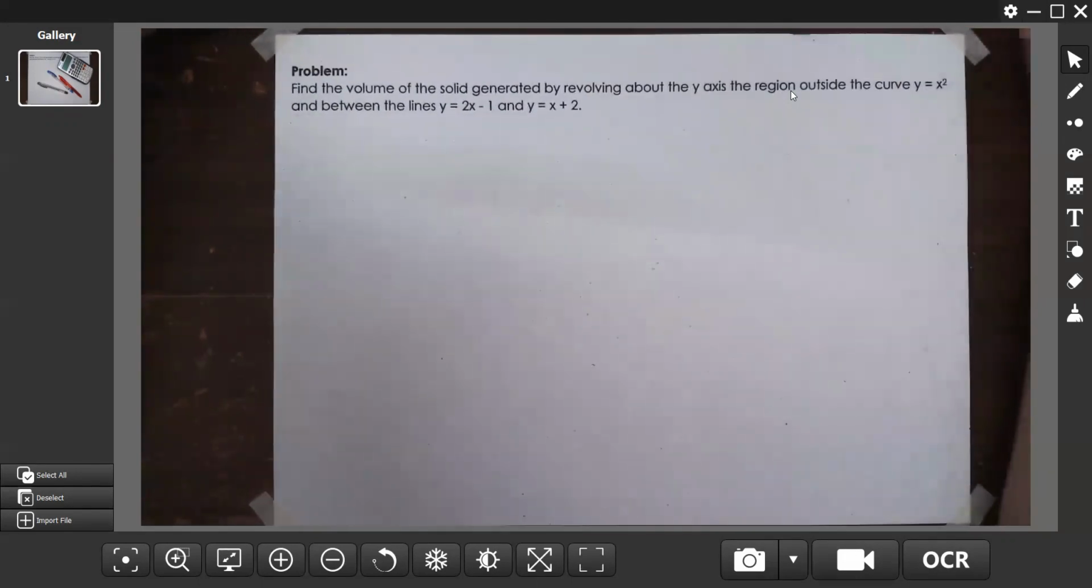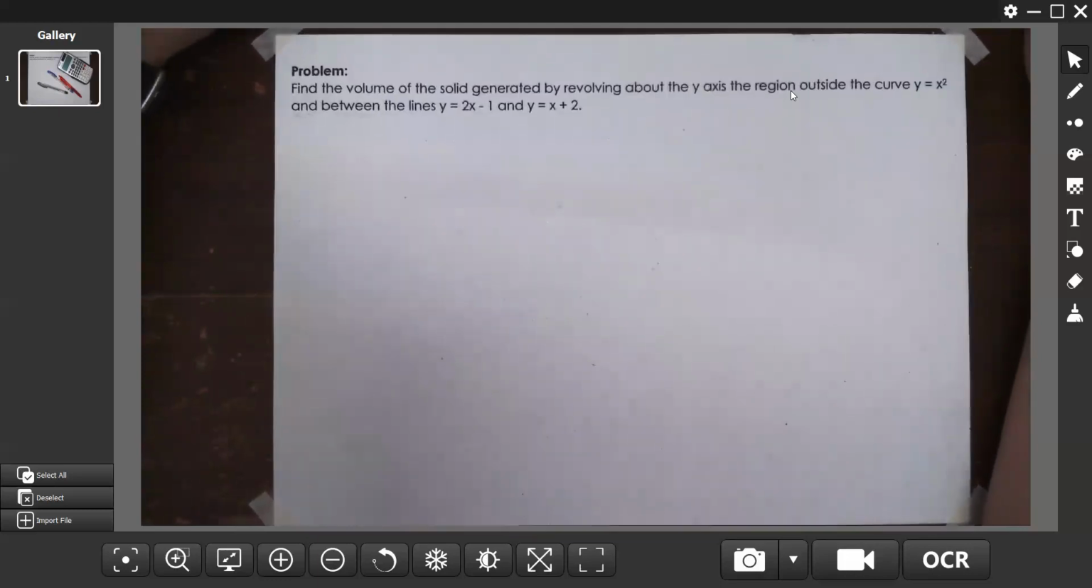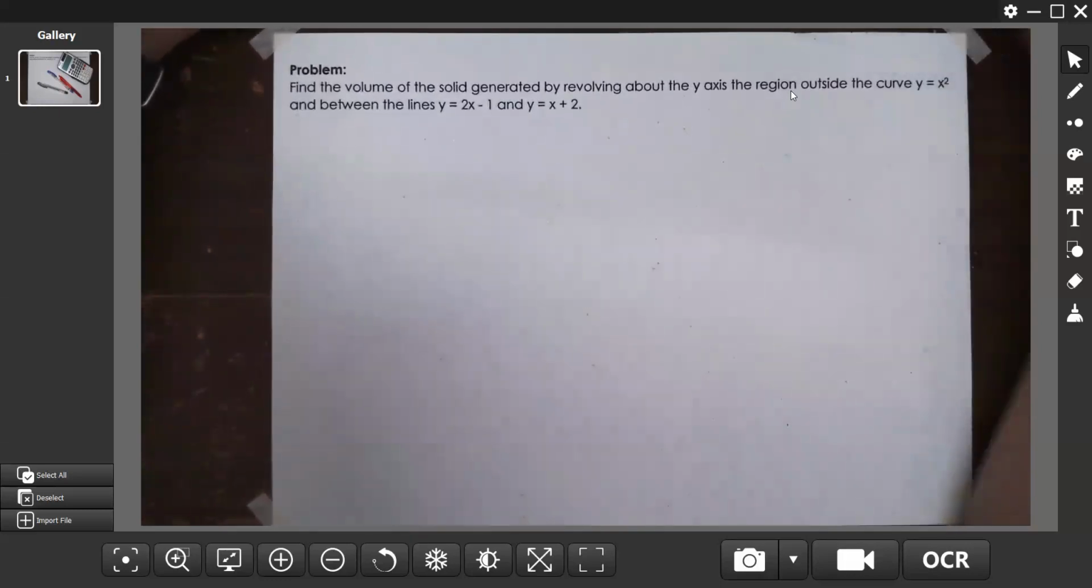The first problem is this. Find the volume of the solid generated by revolving about the y-axis the region outside the curve y equal to x squared, and between the lines y equal to 2x minus 1 and y equal to x plus 2.